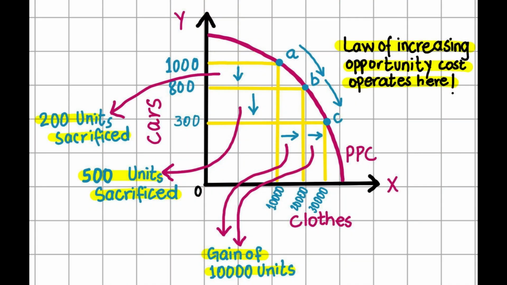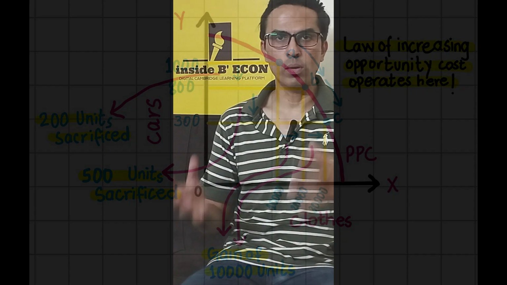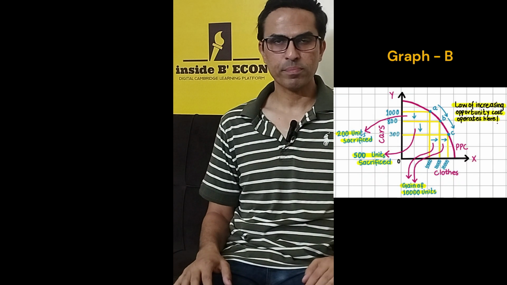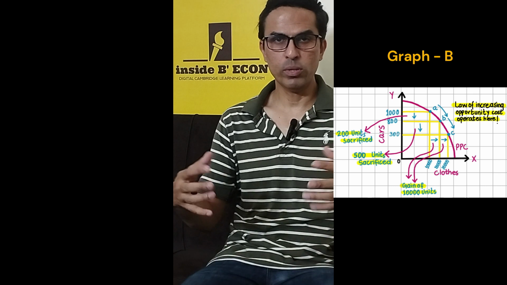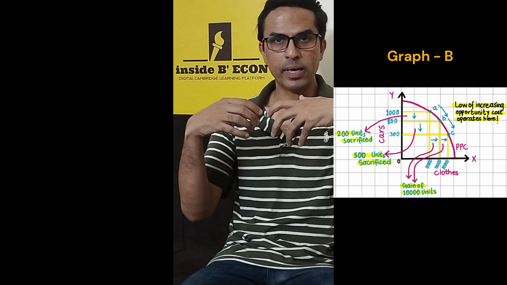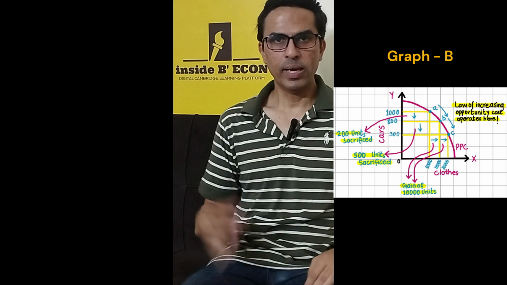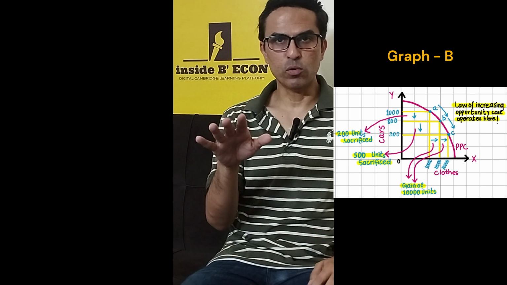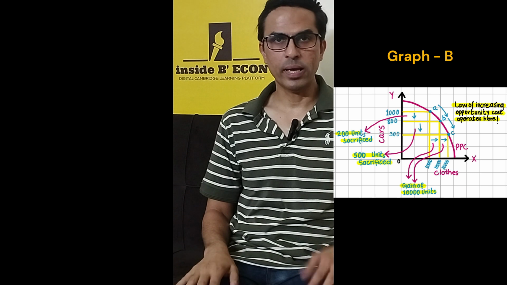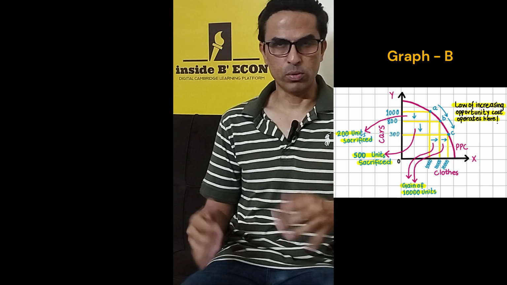On the y-axis we have taken cars and on the x-axis we have taken clothes, assuming that the country is producing only cars and clothes. We have taken 3 points on the PPC as well, which shows that the country is at its full employment level. Let's start with point A. At point A, the country is producing 1000 units of cars and 10,000 units of clothes.